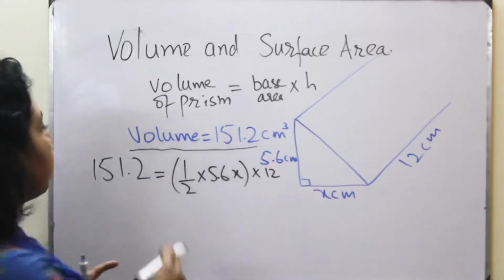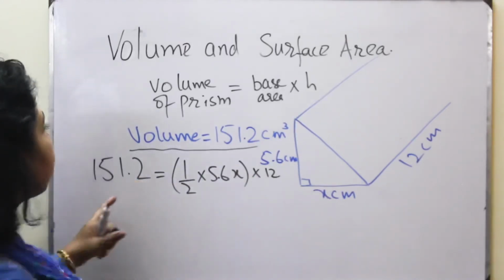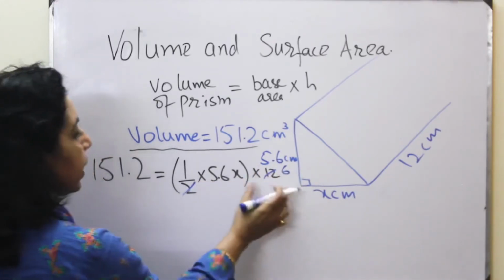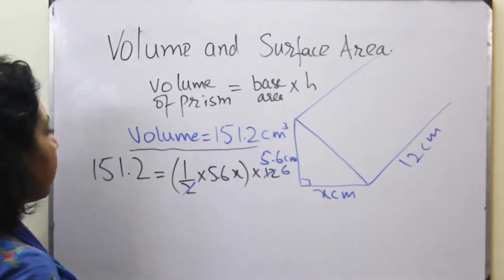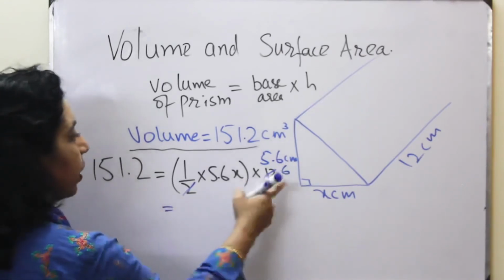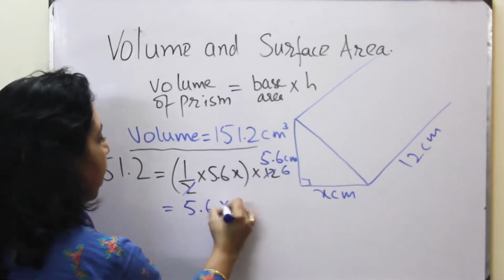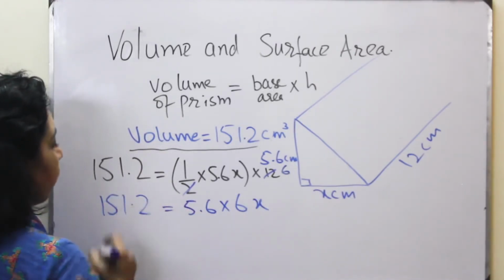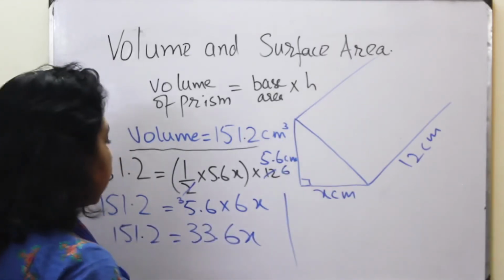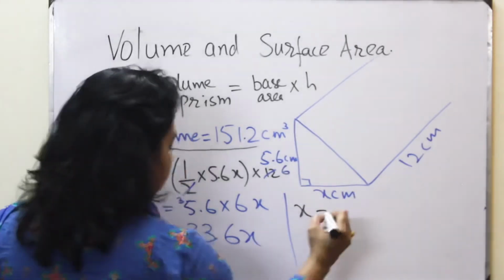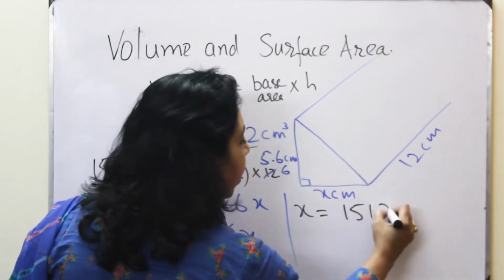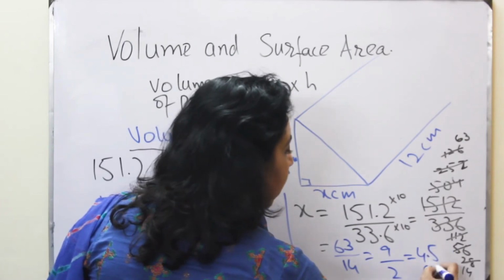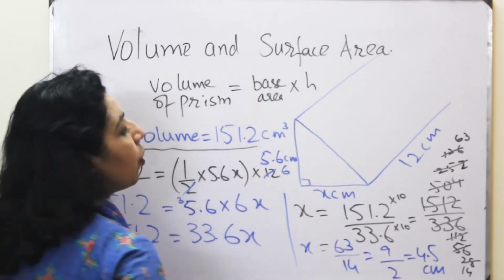So we have to use base area into height equals volume. This volume will help us to find this x. I can cancel this 2 with 12 as it is all in multiplication form. I shall multiply 5.6 with x, with 6. 5.6 multiplied by 6 is 33.6x, and we shall divide 151.2 by this product. When we take this 33.6 to the other side, you can see we have 151.2 over 33.6. So our x, which is unknown, is basically 4.5 centimeters.